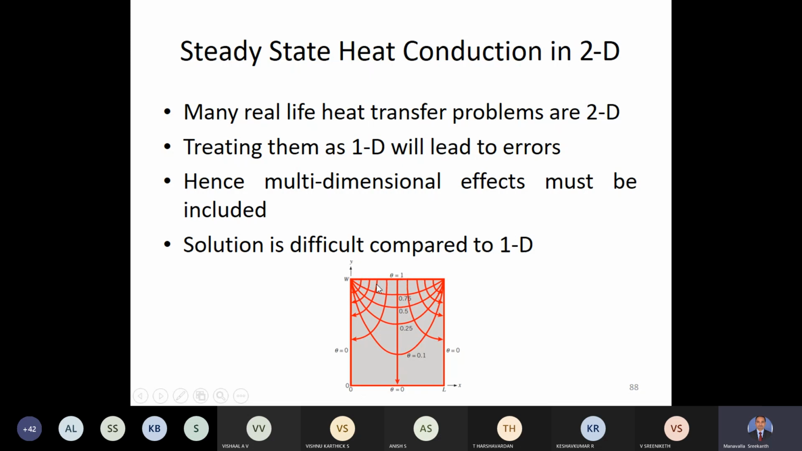So theta is equal to 1, it decreases to 0.75, then 0.5, 0.25, 0.1, and finally theta is equal to 0. So this is the kind of temperature distribution. Now you can see that the temperature distribution is changing with respect to the x direction, also with respect to the y direction. Therefore, this becomes a two-dimensional problem.